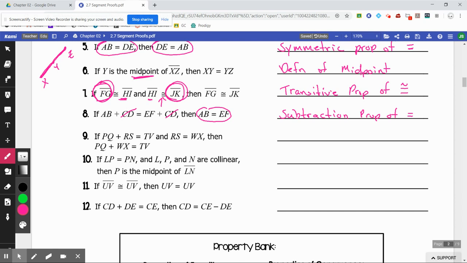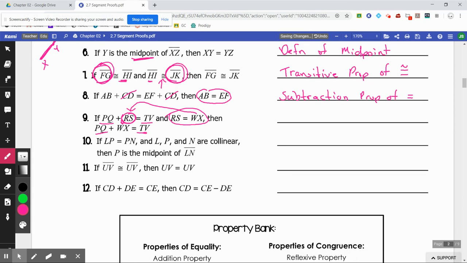If PQ plus RS is equal to TV, and RS is equal to WX, then now we have PQ plus WX is equal to TV. So these were identical. All we did was take out this RS and put in its place WX. Well, why could we do that? It's because RS and WX are the same thing. So we took that WX and we substituted. That is the substitution property of equality.